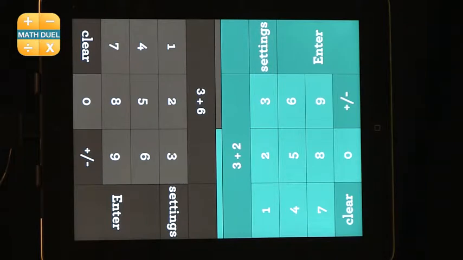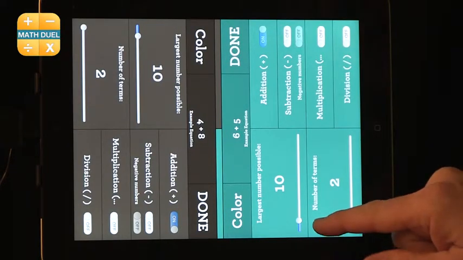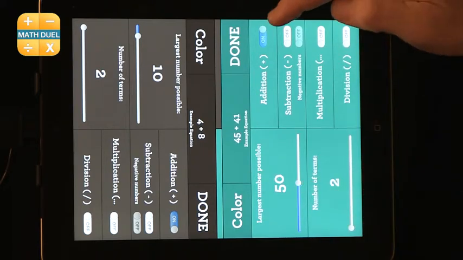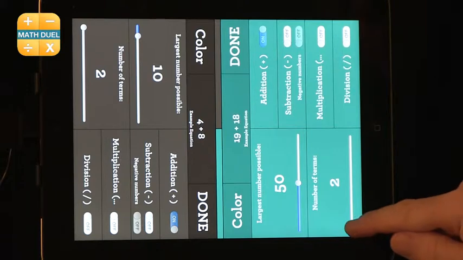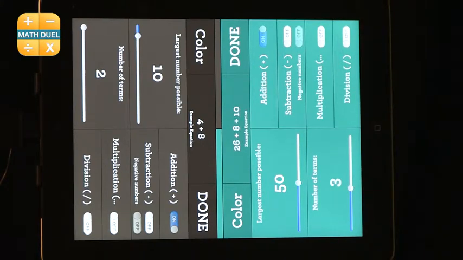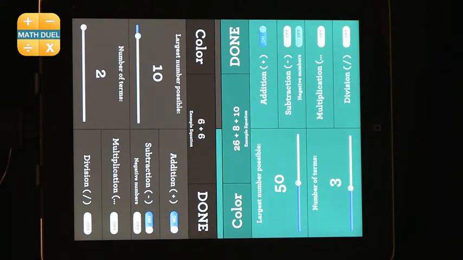What I love about this app is that you can actually control the level of difficulty for each side. So we can set this side to largest numbers up to, let's say, 50, and just addition, and maybe 3 terms altogether. And the other side will be largest numbers to 10, 2 terms, but I can add subtraction. So kids can compete, so to speak, while working at their own level.